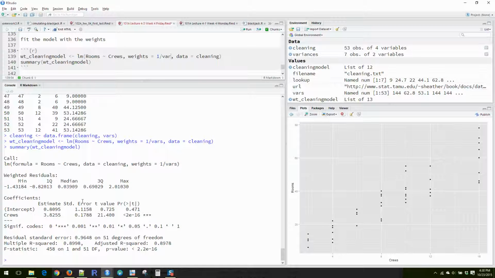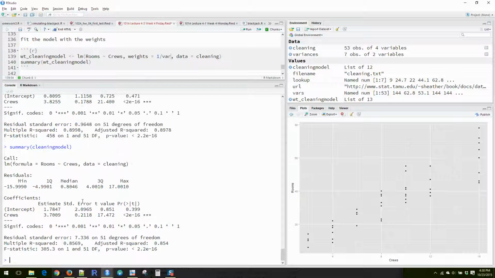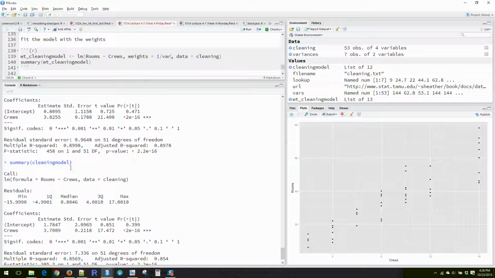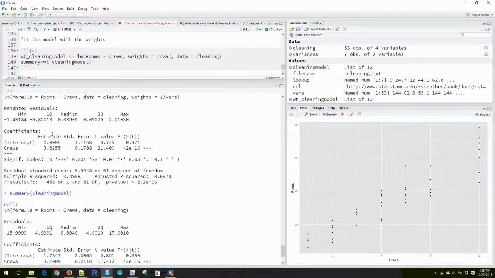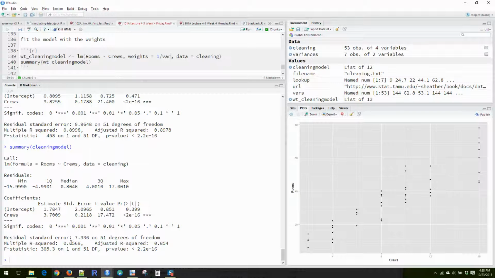So we do a summary of our weighted cleaning model. And this is it. Let's compare it to the summary of just the regular old cleaning model. If you look at the regular cleaning model and the weighted cleaning model, the slope is only a little bit different. The intercept changes. Our R squared for the regular cleaning is just a tiny bit lower.